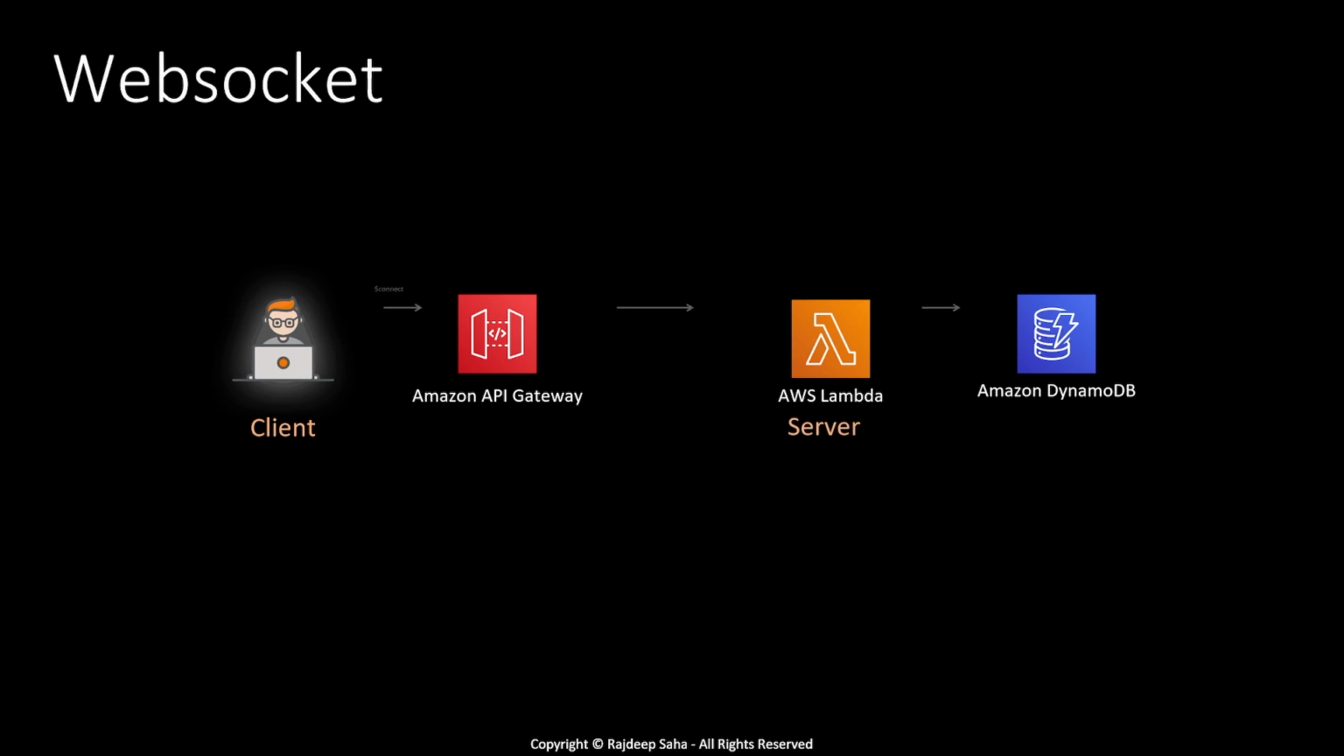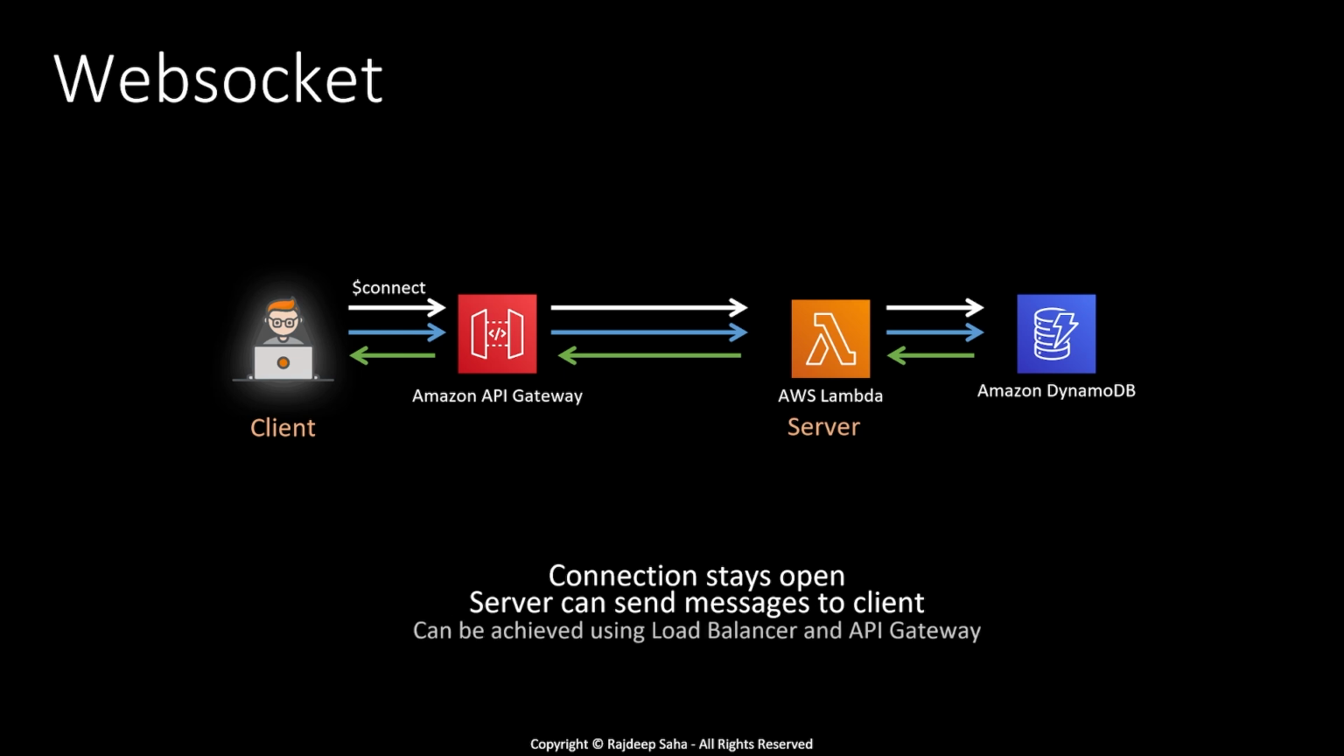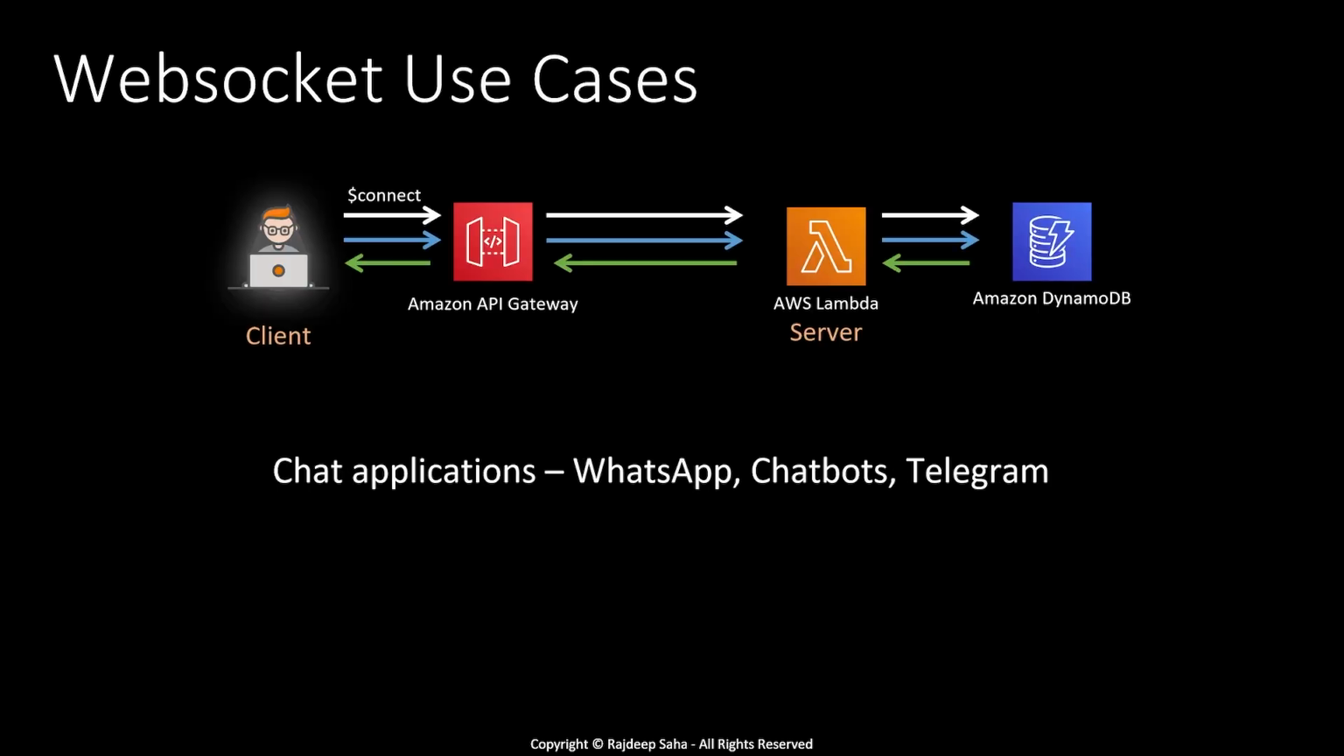With WebSocket APIs, a client first initiates a connect request, and then this connection stays open. Using this connection, not only can the client invoke the server, but the server can also invoke the client. So this is a bidirectional API call. The connection stays open, and then the server can send messages to the client. You can achieve this using either a load balancer or API Gateway. So what are some of the use cases for WebSocket? Chat applications such as WhatsApp, chatbots, Telegram, where the server can also send messages to the client, such as you.